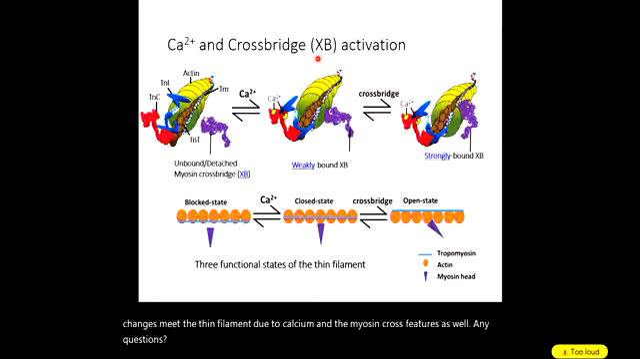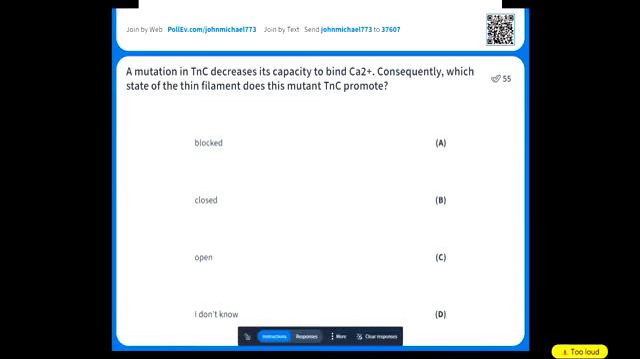Okay, so here is a Poll Everywhere question for you. We see that a mutation in troponin C is going to decrease its capacity to bind to calcium. So in such a case, which state of the thin filament is going to be promoted by this mutated TNC? Would it be the blocked state, closed state, or the open state? You can ask your neighbors or turn to your TAs and we'll talk about this.